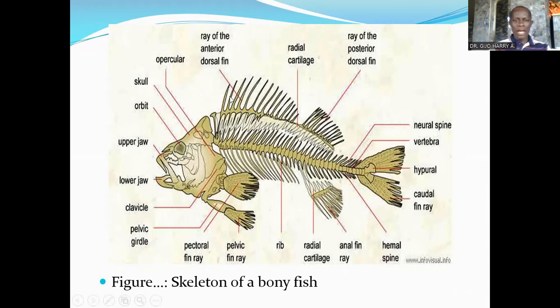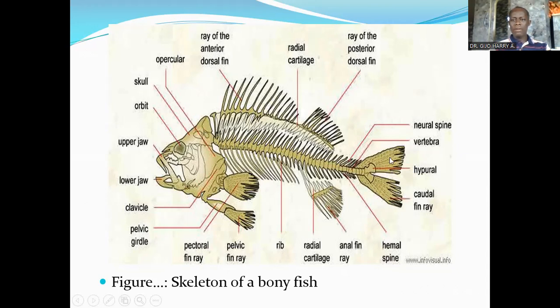Then the scale plates and the fin rays are also part of the external skeleton. Here we have the ray of the anterior dorsal fin. These are the fin rays. Then we also have the ray of the posterior dorsal fin. These fin rays are part of the external skeleton. They are outside the body. We also have the caudal ray fins.